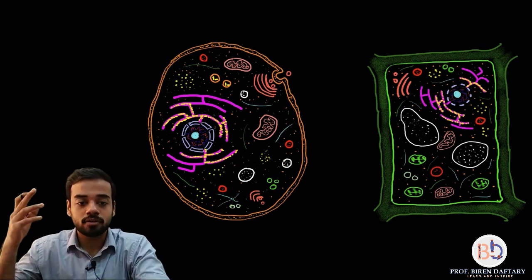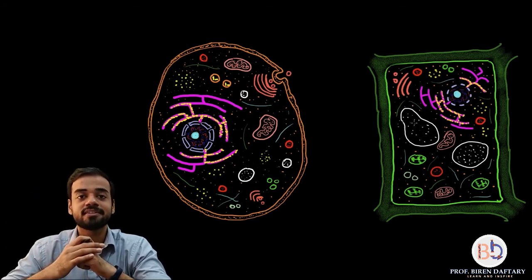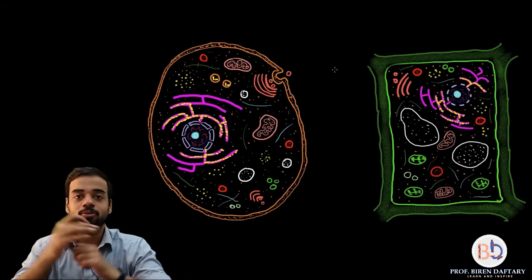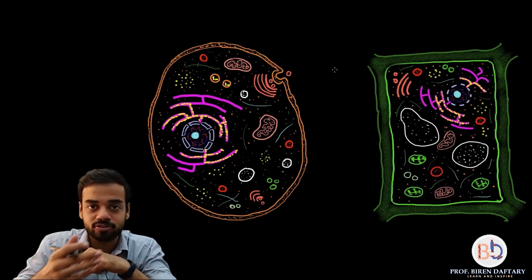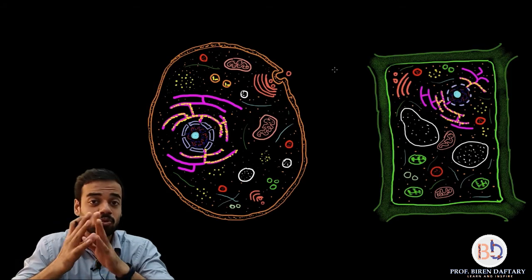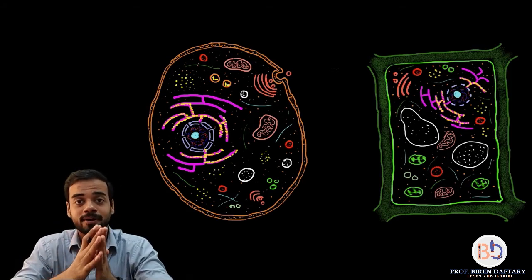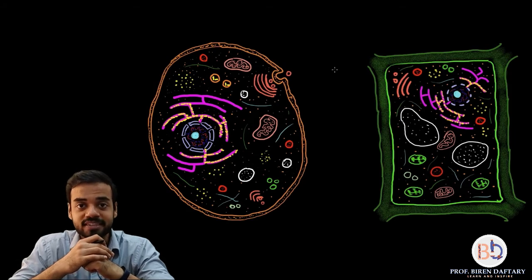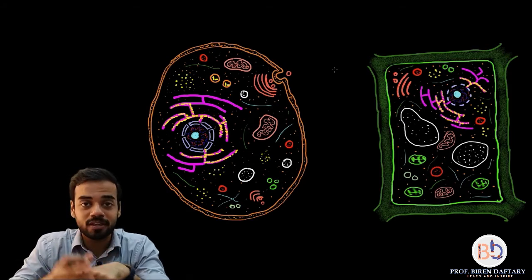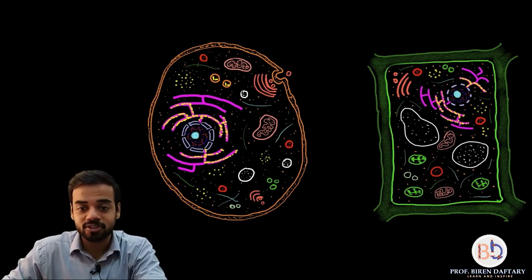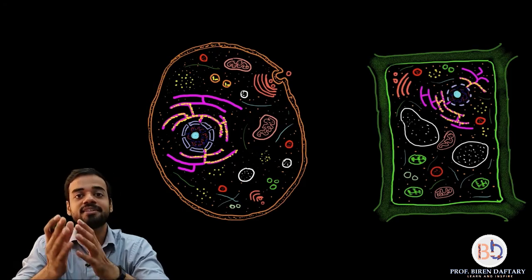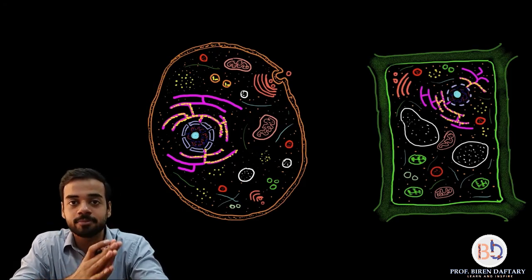Okay, another difference is in microbodies. In the plant cell, both types of microbodies are present, peroxisomes and glyoxysomes, whereas in the animal cell only the peroxisomes are present. Another difference, the fourth difference, is an organelle called chloroplast, which is present in the plant cell, as you can see over here. They are responsible for photosynthesis and are absent in the animal cell.